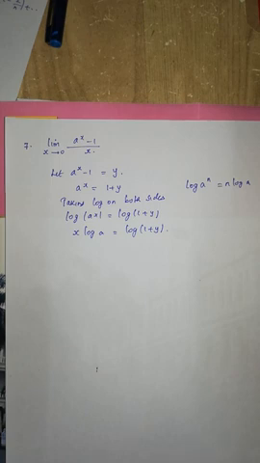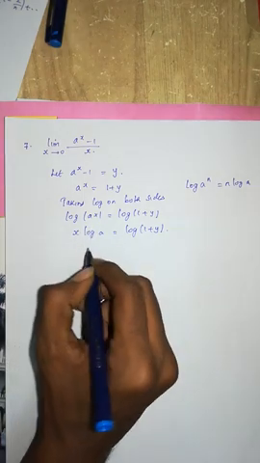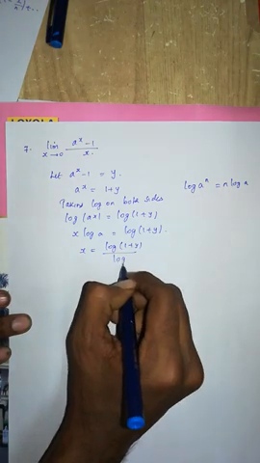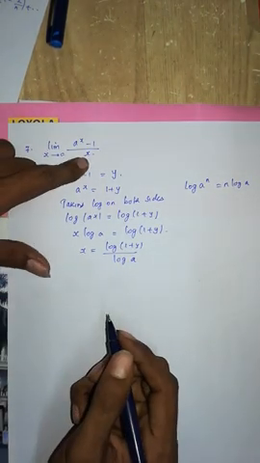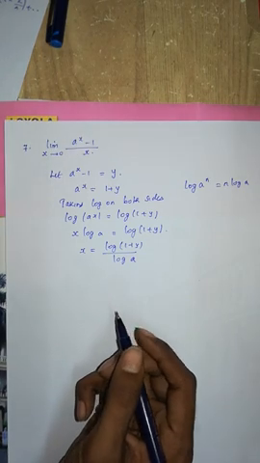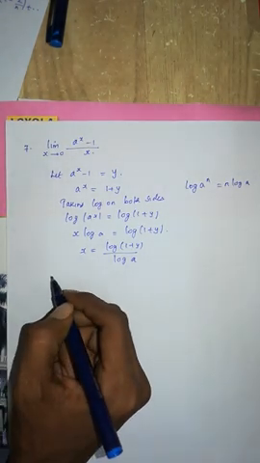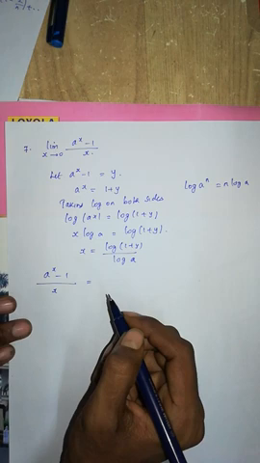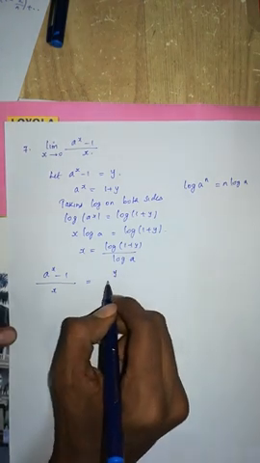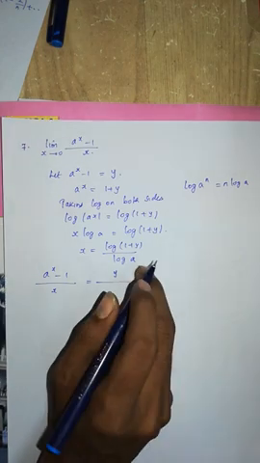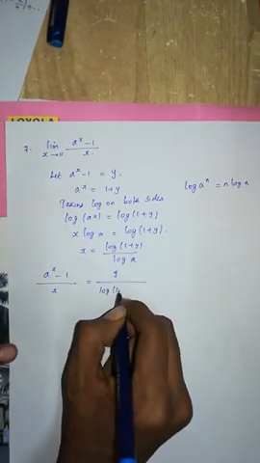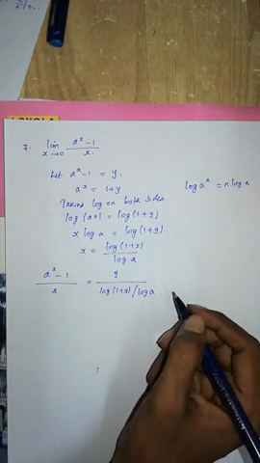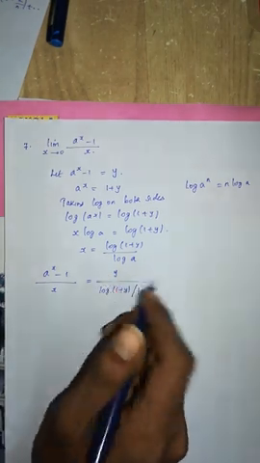So this means x is equal to log 1 plus y by log a. So I have found x. Now the numerator will become y. So a power x minus 1 by x will be equal to, a power x minus 1 is y, and x will be changed to log 1 plus y by log a.